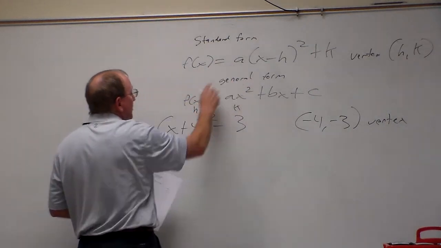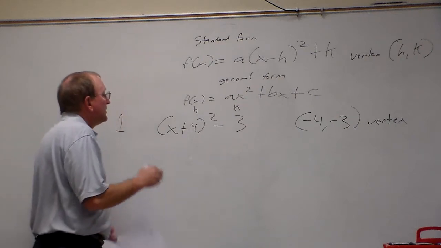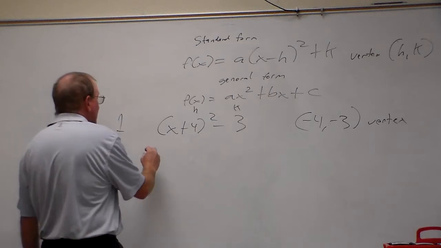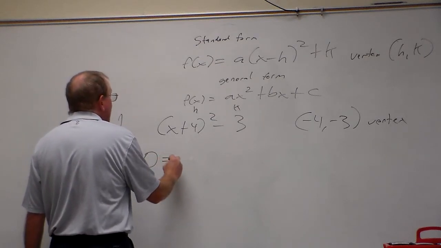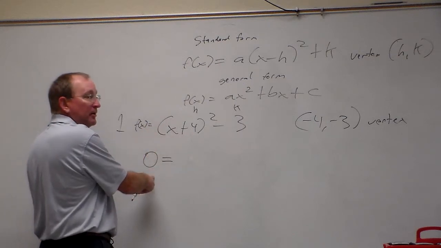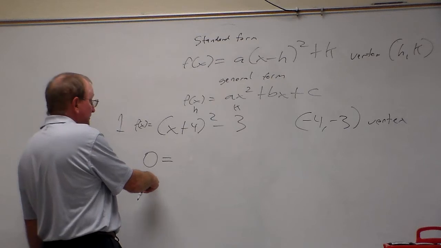Without using the calculator, what I would do is this. This is written in standard form. I would go ahead and write it in general form. Or, I'll tell you what, actually, you know what would even be easier? I want to find the x-intercepts. What's the y value? Remember, this is f of x equals. What's the y value right here? Find the x-intercepts. The easiest way will be to do this.